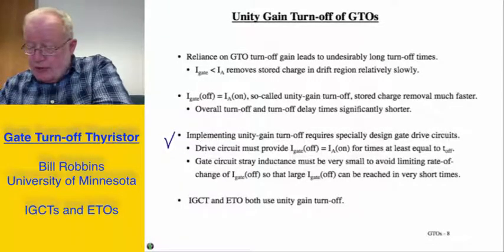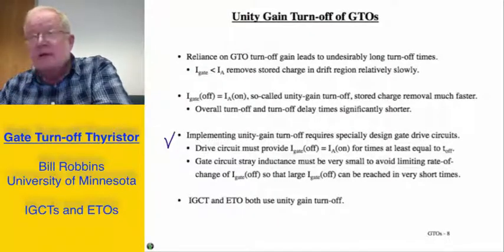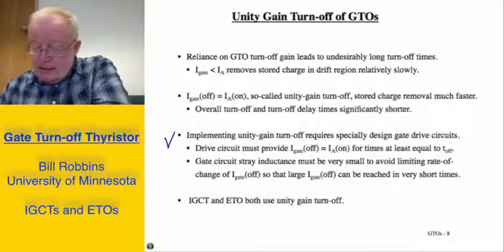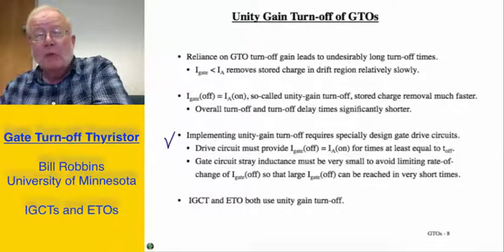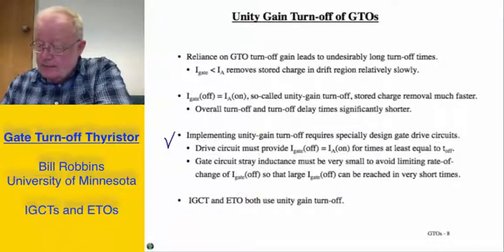The gate circuit stray inductance must be kept very small in order to limit the rate of rise of the change in the off-state or negative gate current, so that we can get the large negative gate currents very rapidly. The IGCT and the emitter turnoff thyristor both make use of this idea, and I'll describe each of those in a little bit more detail.